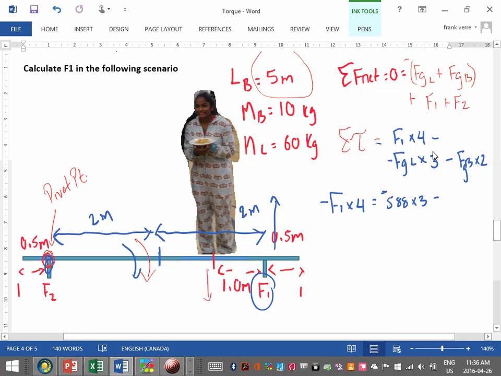So if I move this over, it becomes negative, but then the negatives are all going to cancel out. So I'm just going to get rid of the negatives, all right? The negatives are all going to cancel out. So what's the weight of the beam times 2? 196. Okay. All right. So we have F1 times 4. So we get rid of the 4. So what's F1?